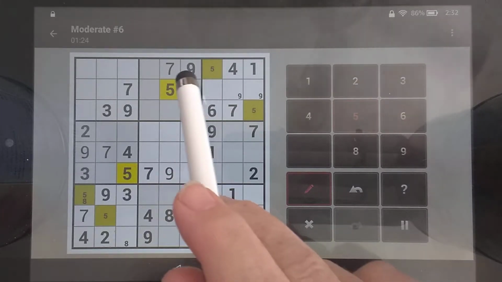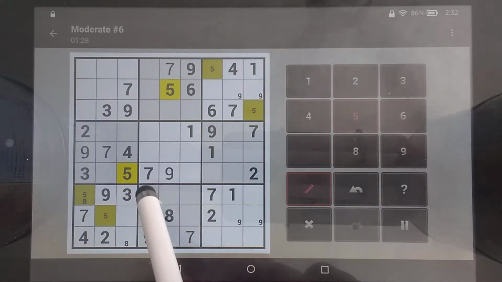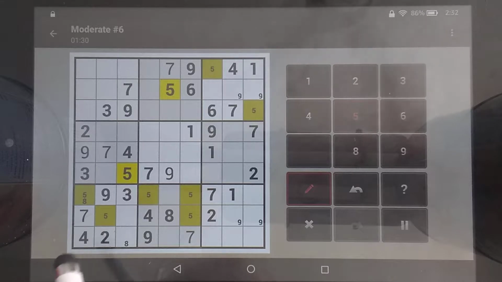Oh, this is interesting. This 5 blocks out this column, so this 5 has to be in one of these 3. Now, you'll notice this 5 has to be in the upper 2 rows. This 5 has to be in the upper 2 rows, which means this 5 has to be in the bottom row.